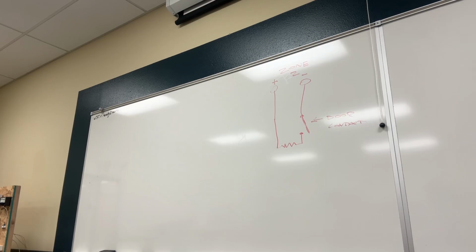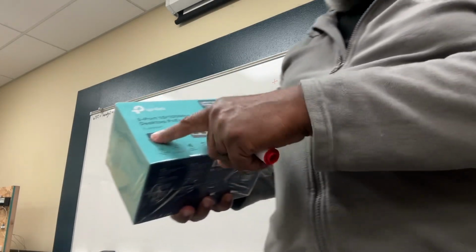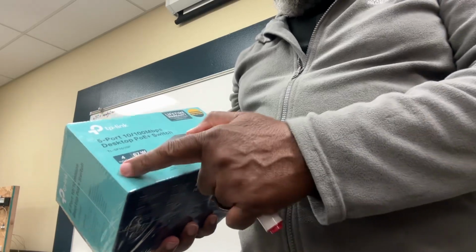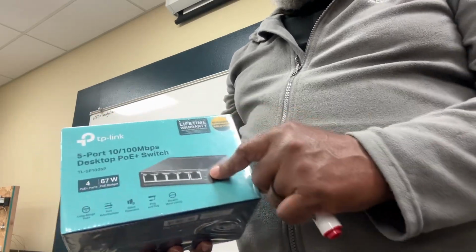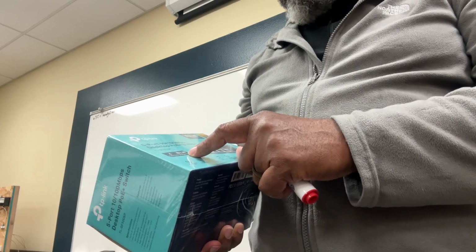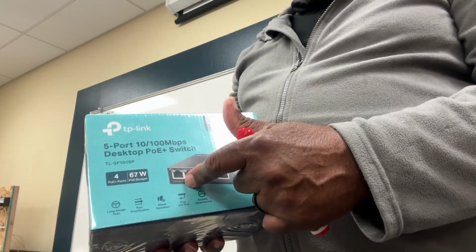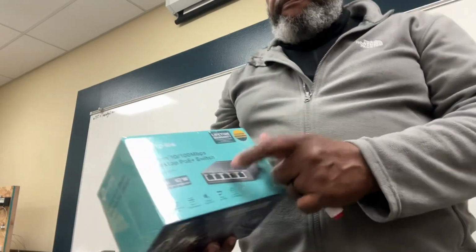Those cameras have to be connected to something, and so we're going to be using the POE switch. This particular one is by TP-Link. It's a 5-port POE switch. It has a 67-watt POE budget. Only 4 ports of this have POE. The other one goes onto the network. So this is one of the other pieces that we'll be talking about in the coming classes.